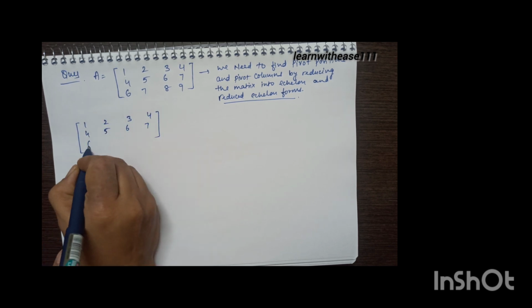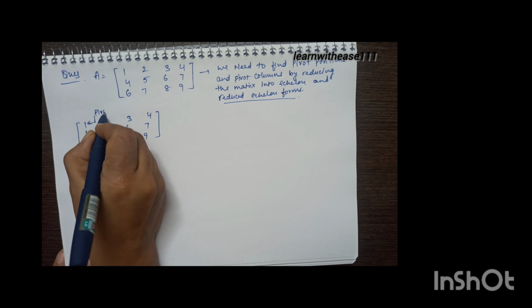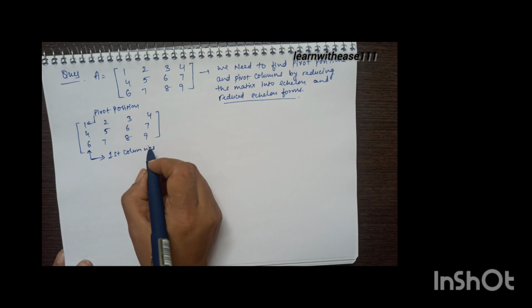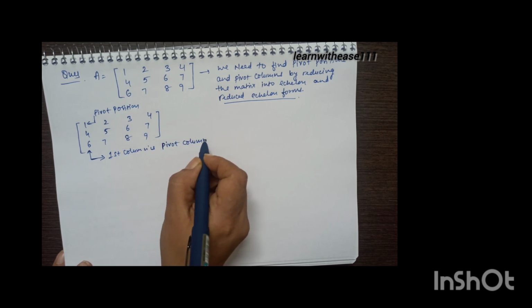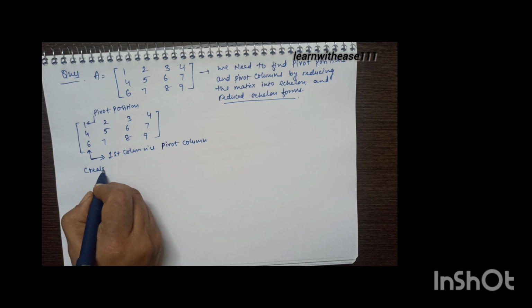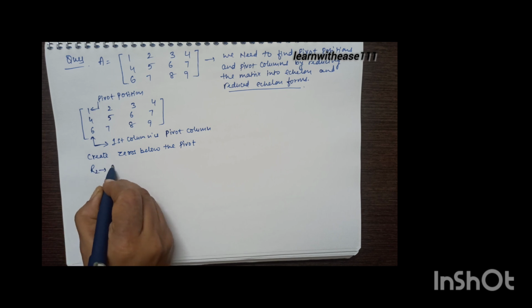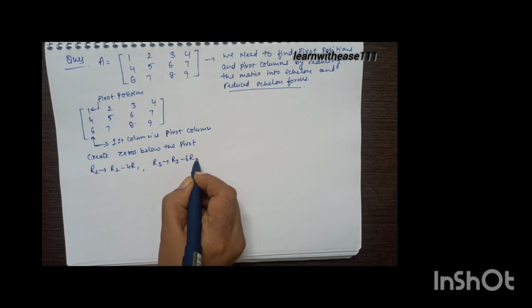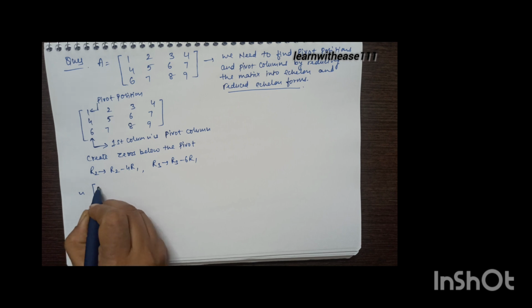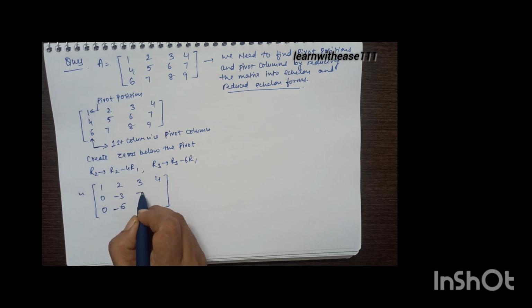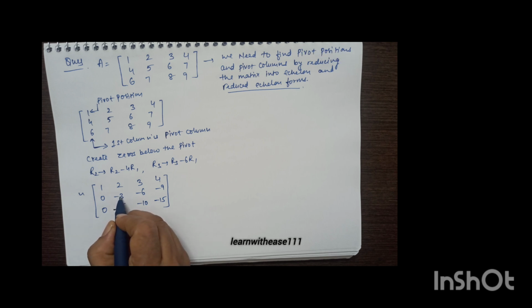Since the very first entry is 1 and it is non-zero, this is our leading entry for this row, and that is why this is called a pivot position, and the first column contains the pivot position, so the first column is the pivot column. We need to create zeros below the pivot, so we apply the operations R2 goes to R2 minus 4 times R1, R3 goes to R3 minus 6 times R1. We take the help of the pivot. So there is no change in the first row. The second and third rows are changed as per the operations.